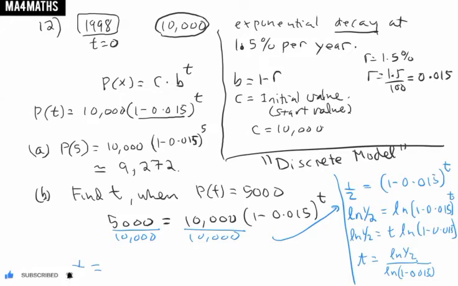Anyone? Well, what is T equal to? That's not answering my question. 45.862. So if you do this, T would be 45.862. So that seems to be what we're looking at, 45.862.